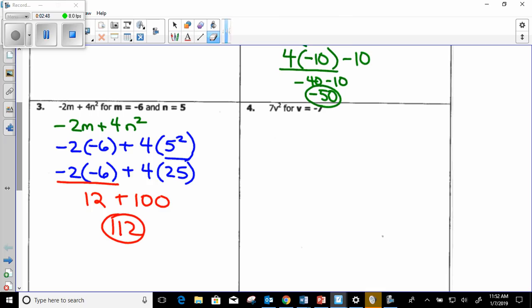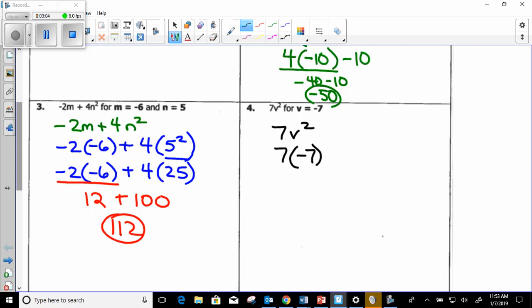Number 4. Let me erase this so you can see what that is. So that's a negative 7. So 7 times v squared. So 7 times a negative 7, that is squared.